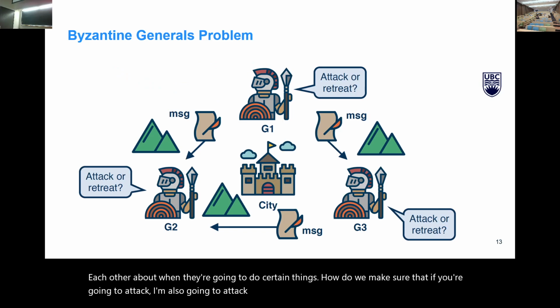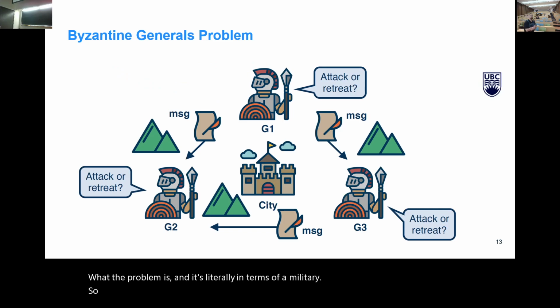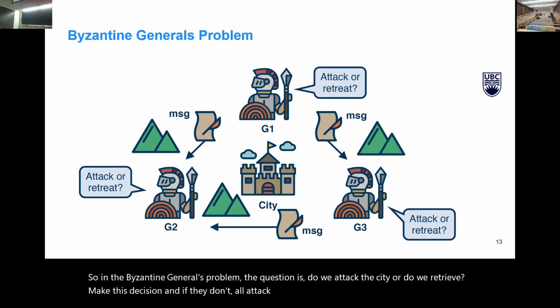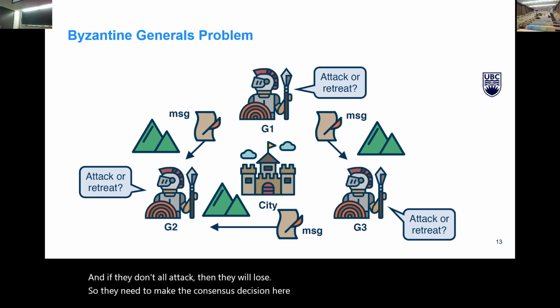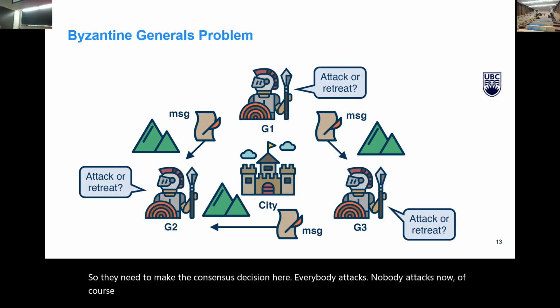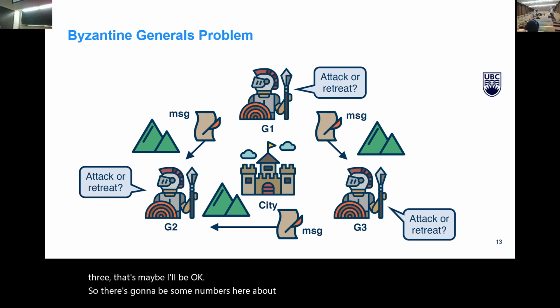So in the Byzantine generals problem, the question is, do we attack the city or do we retreat? And we have multiple generals who have to make this decision. And if they don't all attack, then they will lose. So they need to make a consensus decision here. Everybody attacks, nobody attacks. Now, of course, you can look at this and you can say, well, if I had more than 3, or even maybe with 3, if 2 of the 3 attack, maybe I'll be okay. So there's going to be some numbers here about what will work for us.